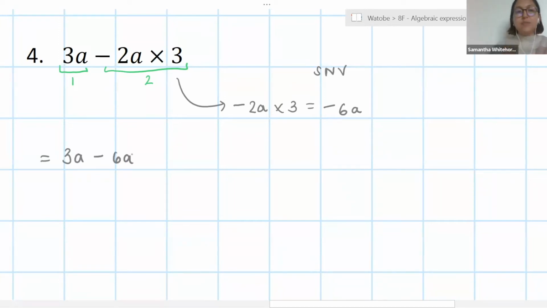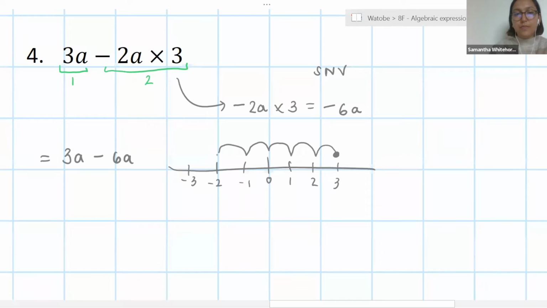So this is where I was saying just be careful of your signs. If we think of a number line, my number line isn't going to be great, but we'll roll with it. If we think of a number line and we're starting off with positive 3a's, if I'm now going to take 6 a's away from that, 1, 2, 3, 4, 5, 6, I'm going to end up with a negative. So that means that I've got a negative 3a as my answer. And the reason I could subtract those two is because 3a and negative 6a are like terms, right?